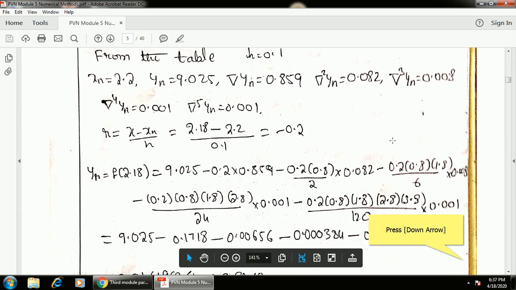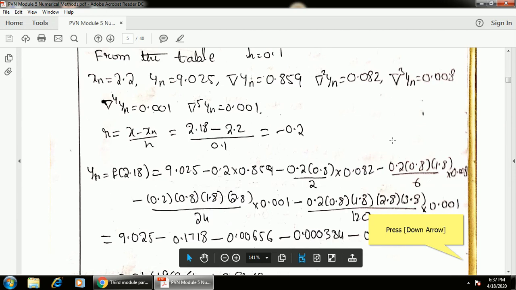nabla square yn value, plus r into r plus 1 into r plus 2 by 3 factorial into nabla cube yn, plus r into r plus 1 into r plus 2 into r plus 3 divided by 4 factorial is 24 into nabla power 4 yn, plus r into r plus 1 into r plus 2 into r plus 3 into r plus 4. I simplified that value and written minus 0.2 plus 1 is 0.8, minus 0.2 plus 2 is 1.8, minus 0.2 plus 3 is 2.8, minus 0.2 plus 4 is 3.8, divided by 5 factorial. 5 factorial is 120 into nabla power 5 yn.